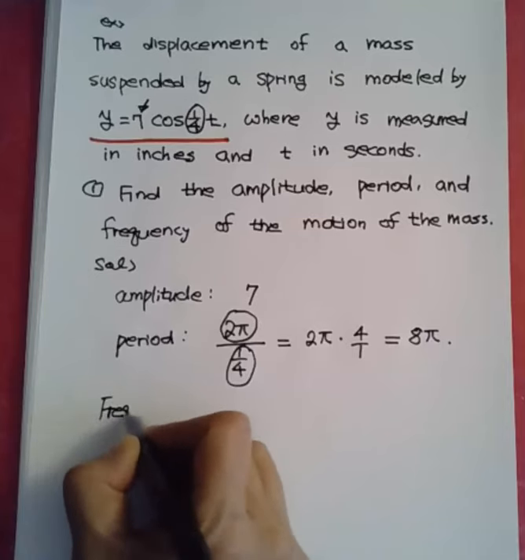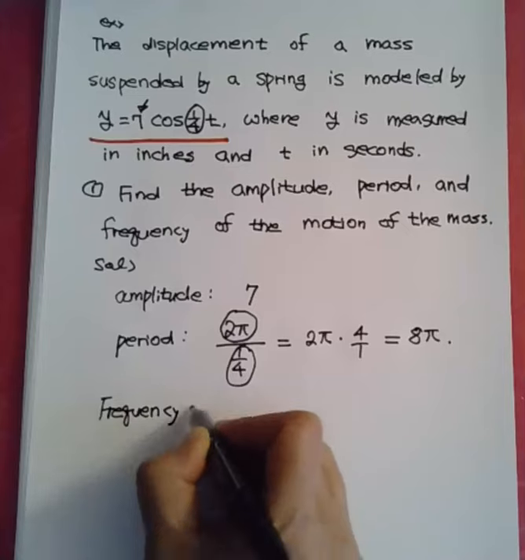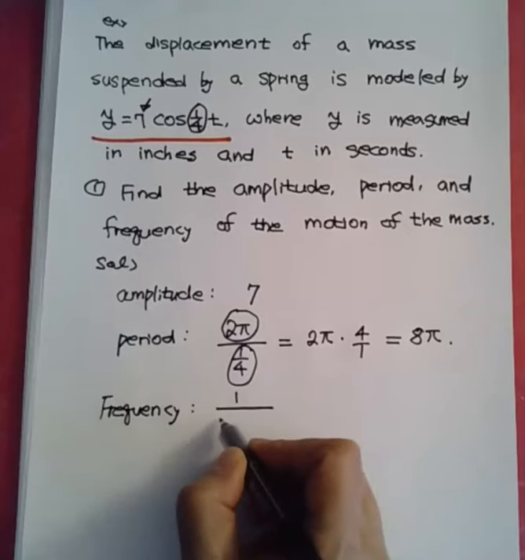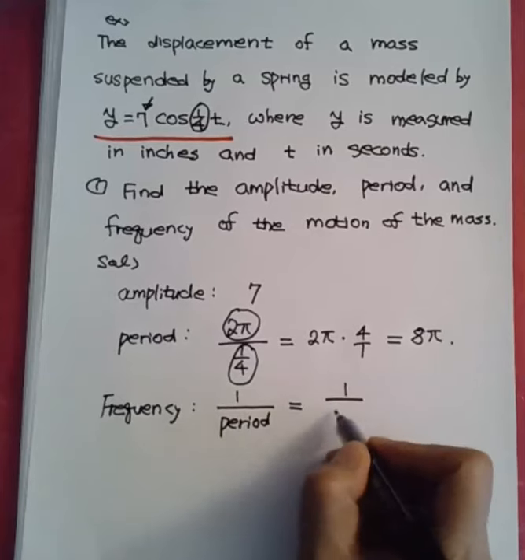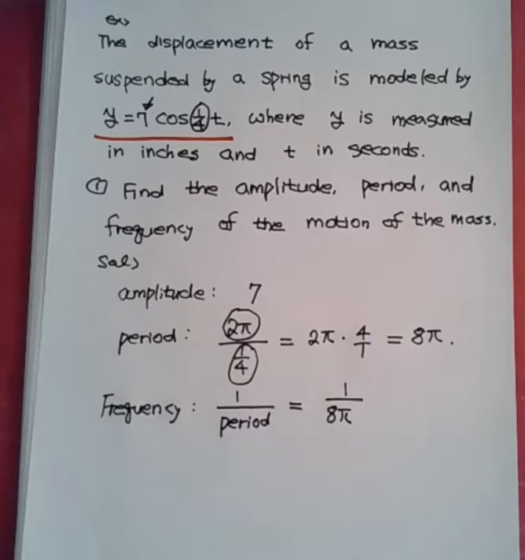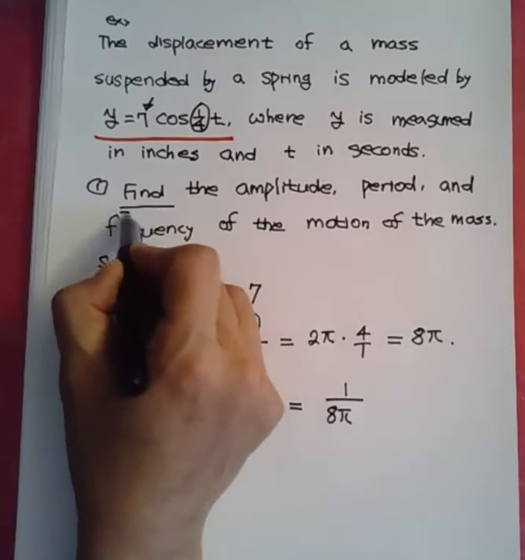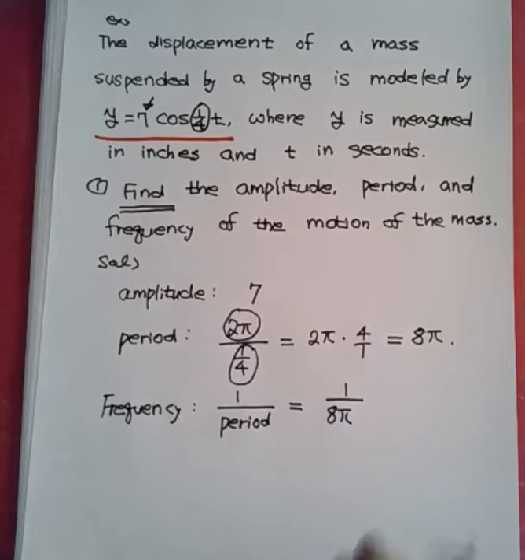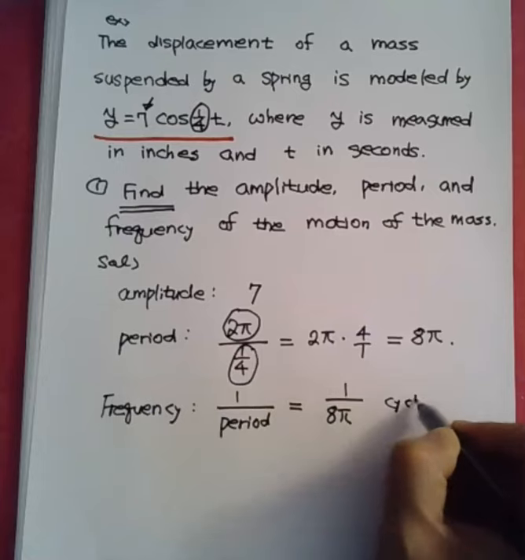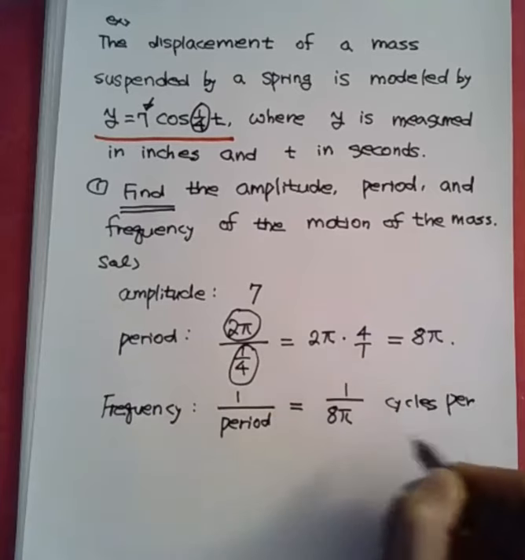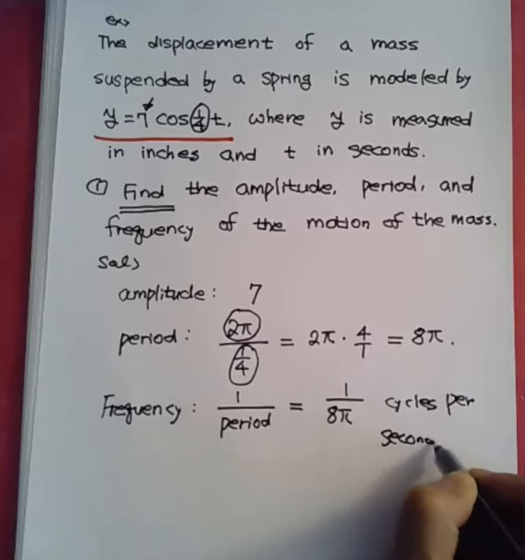Frequency can be obtained by reciprocal of period. Reciprocal of period is 1/8 pi. In this question, they're not asking you to round up to a certain extent. So they're just asking you about finding the exact value. So we don't use calculator. This is the final answer. That is cycle per second, hertz.